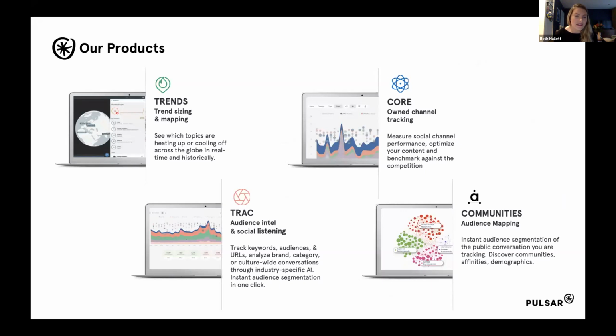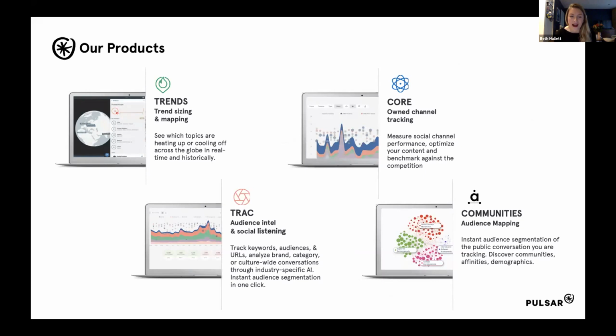The first you'll see in the top left there is Trends. Trends is a top line trend analysis tool, which allows you to see what's trending in the world right now. So it allows you to keep your finger on the pulse of what's trending, what's hot, what's cooling off. But you can also use Trends to analyze topics and trending conversations historically as well.